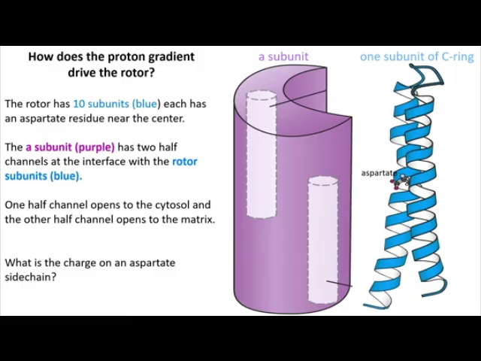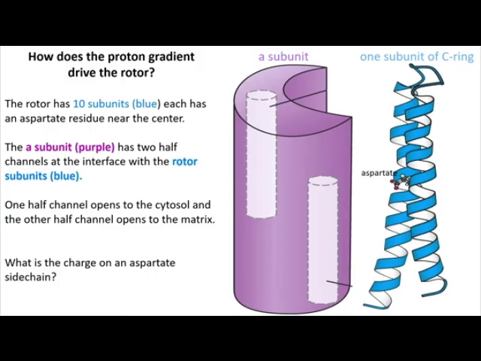And there's an aspartate residue near the middle of these two alpha helices. And again, there's 10 of these pairs of alpha helices making a wheel. And this is just one of them. And you see how the aspartate is right next to one of the half channels? The whole idea is that one of the half channels is open to the matrix, the other half channel is open to the intermembrane space.